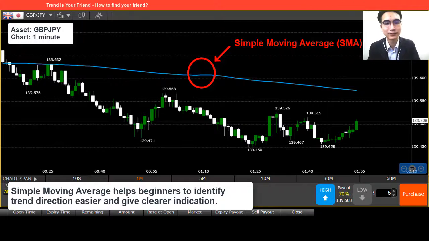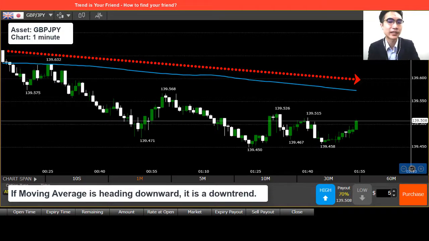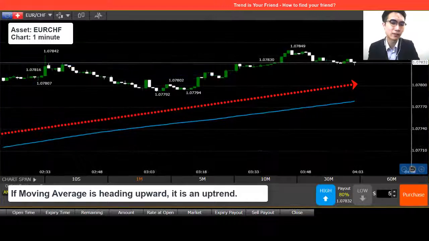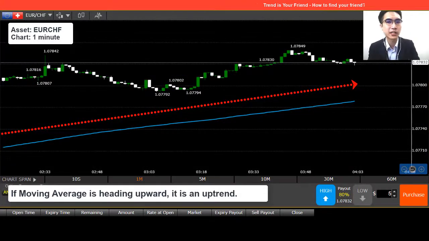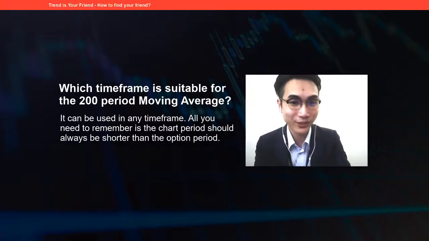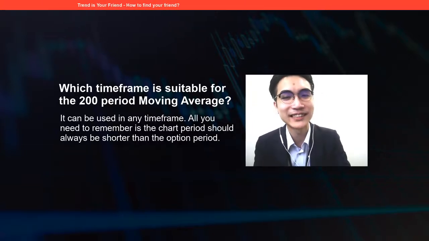So as you see here, if the simple moving average is going down overall, we can identify that the market is in a long-term downtrend. But if the simple moving average is going upward, we can identify that the market is in a long-term uptrend.